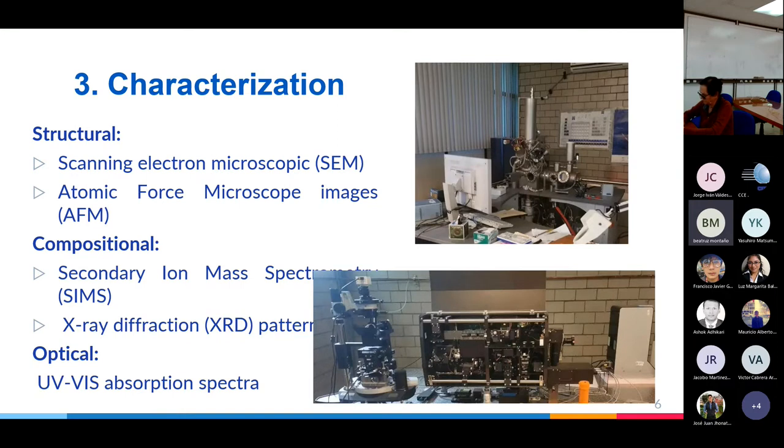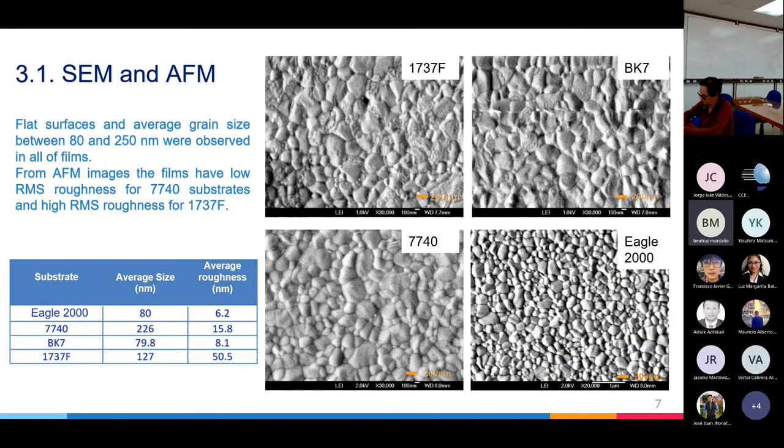For the characterization, the structural part was observed by scanning electron microscope and atomic force microscope images, the compositional by secondary ion mass spectrometry and X-ray diffraction patterns, and finally the optical by UV-Vis absorption spectra. Next slide, please.